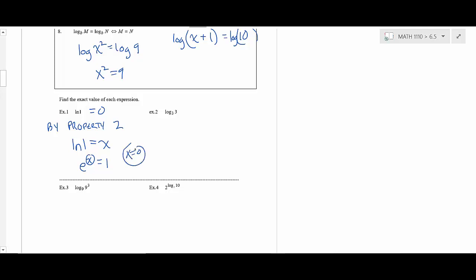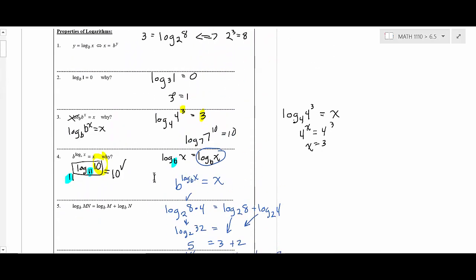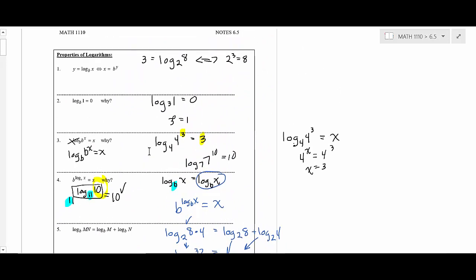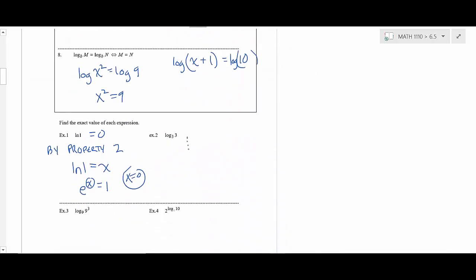All right. The next problem is kind of the same thing. We had a property up here, I think, that said, well, actually, we don't have a property on that one. You could have a property for this one, but let's just do this the same way. Set that equal to x. How would that go in exponential form?